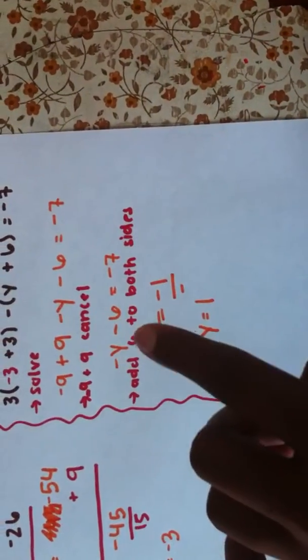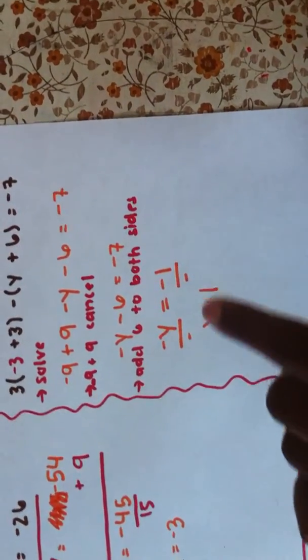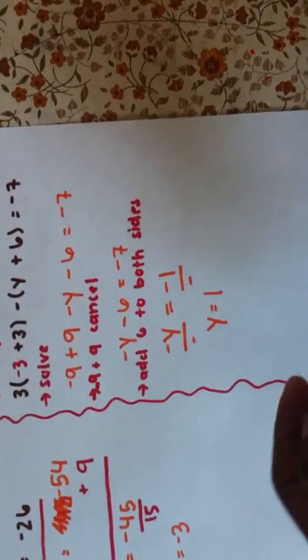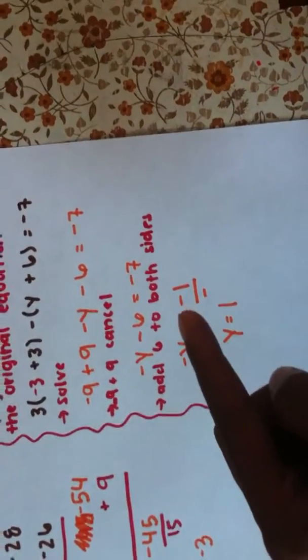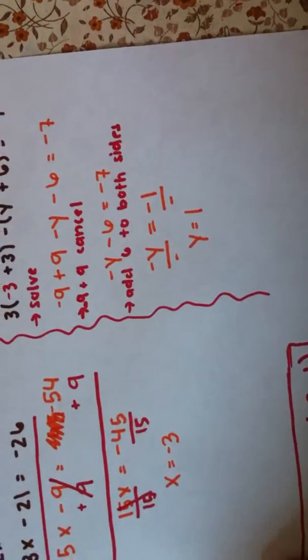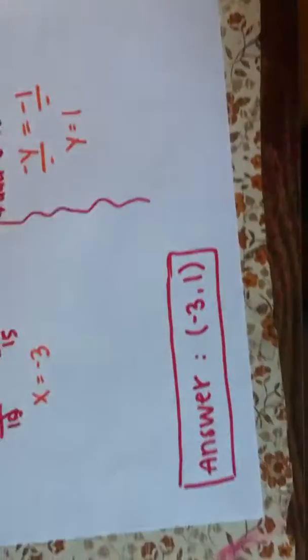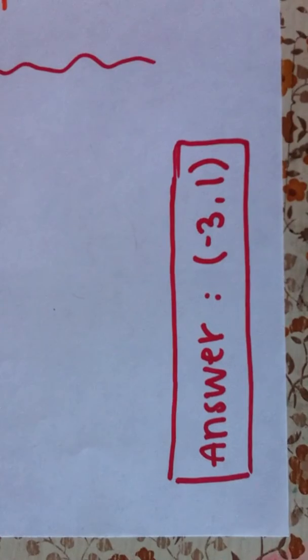Okay, so I add 6 to both sides, and now I end up with -y = -1, divided by a negative 1, so the negative cancels out, the y comes down, and the negative cancels out, and we get 1. So the answer to those two systems is x = -3 and y = 1.